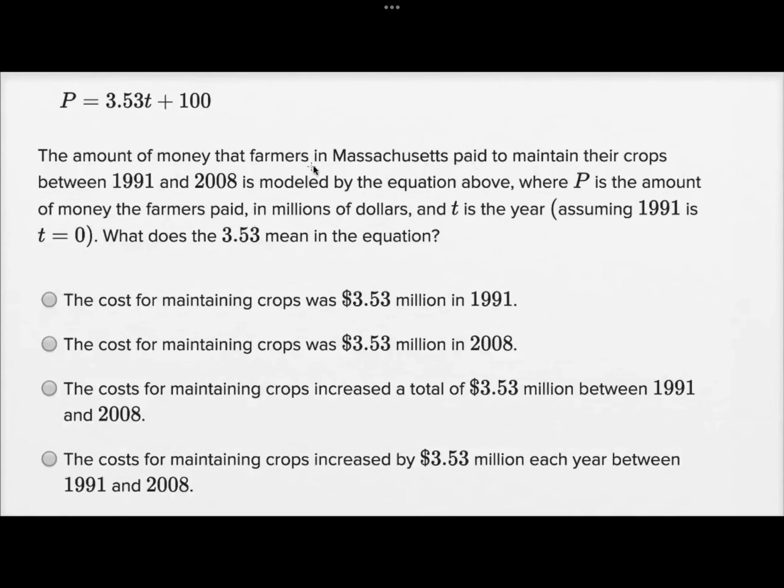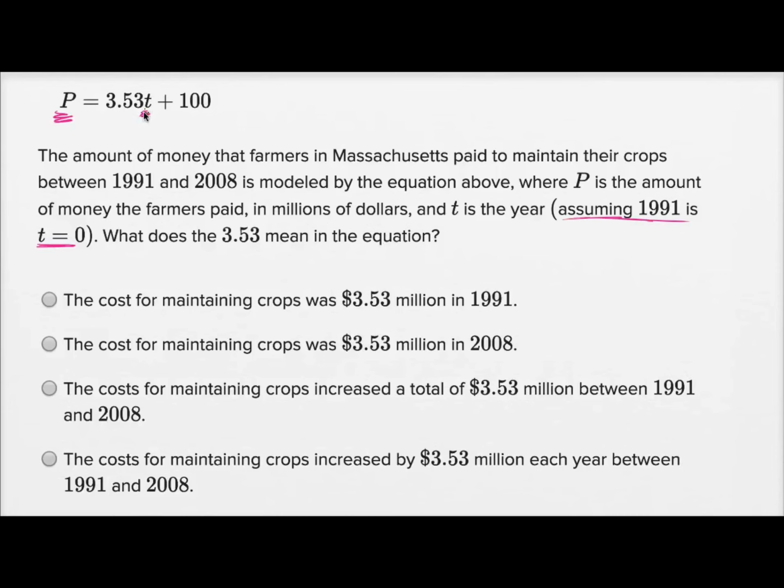The amount of money that farmers in Massachusetts paid to maintain their crops between 1991 and 2008 is modeled by the equation above, where P is the amount of money the farmers paid in millions of dollars, and T is the year. So this is how much they paid in millions of dollars. T is the year, but they're saying assuming 1991 is T equals 0. What does the 3.53 mean in the equation?